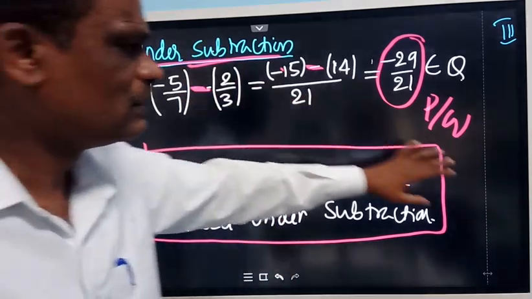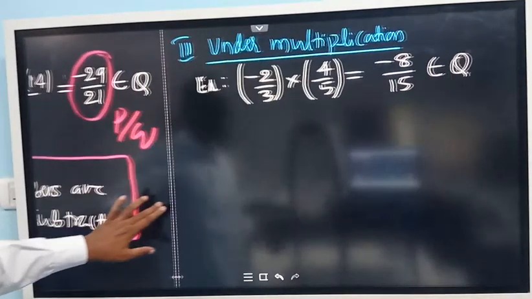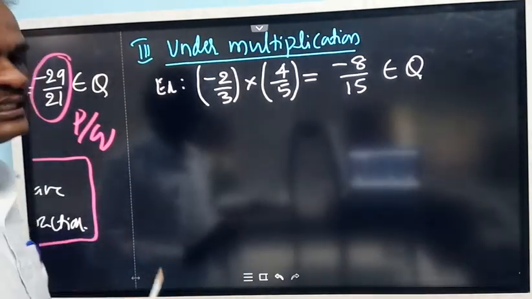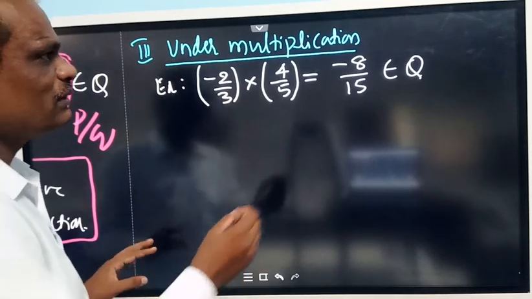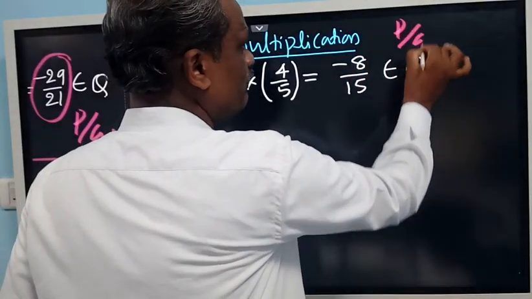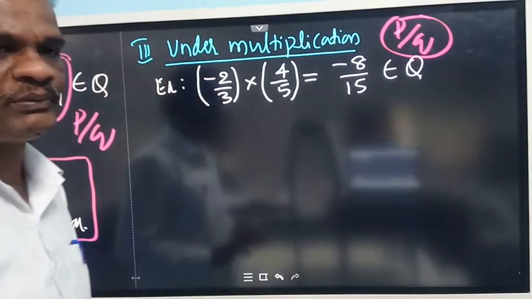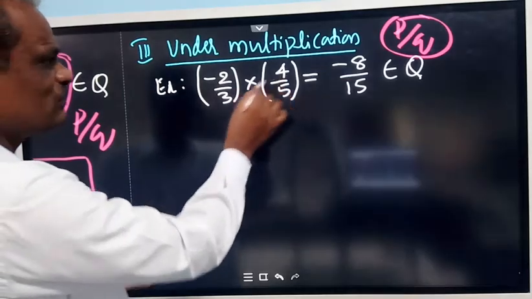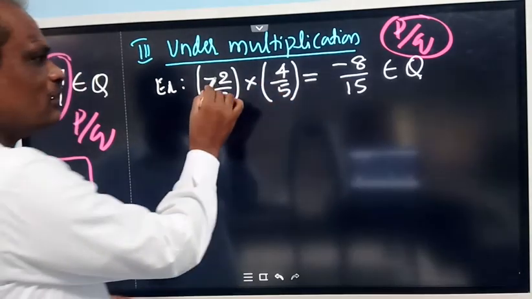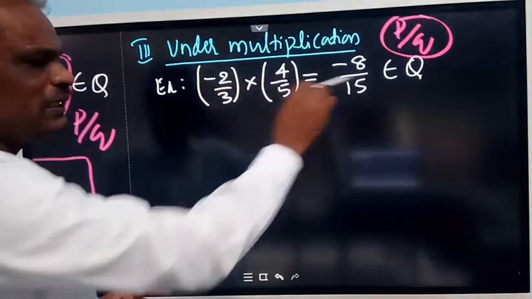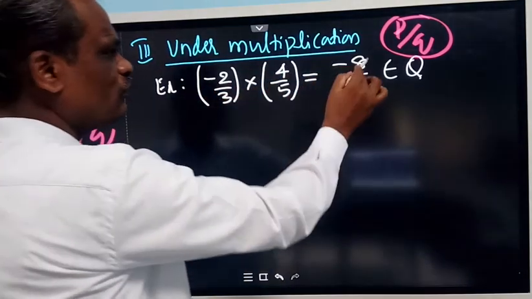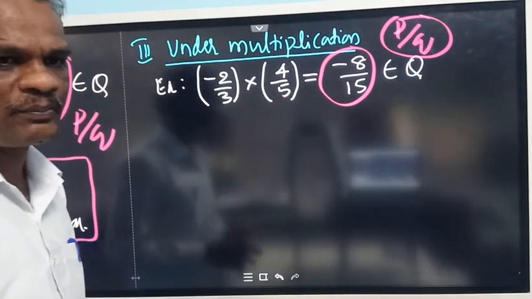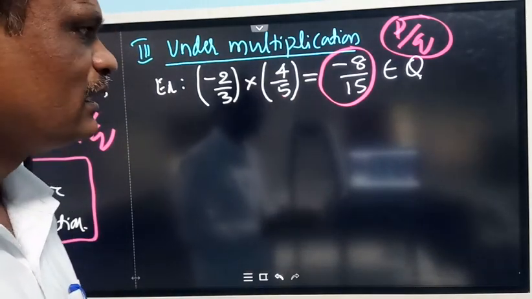Subtraction over. Now, under multiplication. Again under multiplication you need to select any two rational numbers from the group of numbers which are in the form of P by Q. I have selected minus 2 by 3 and 4 by 5. Multiply this one. Multiplication is very simple. Multiply the numerator and then multiply the denominator. So minus 2 into 4, minus 8, 3 into 5, 15. Look at this, the product you are getting is also a rational number.